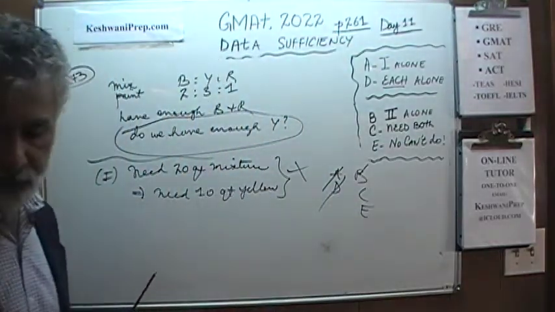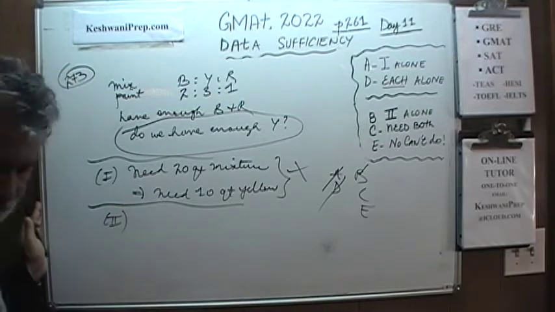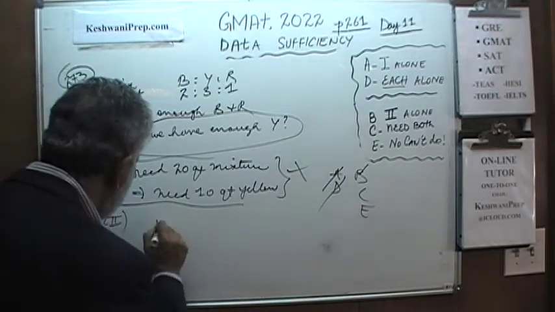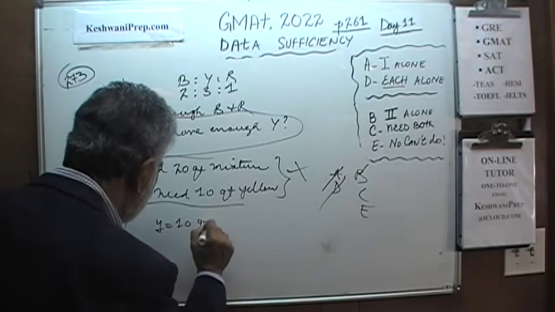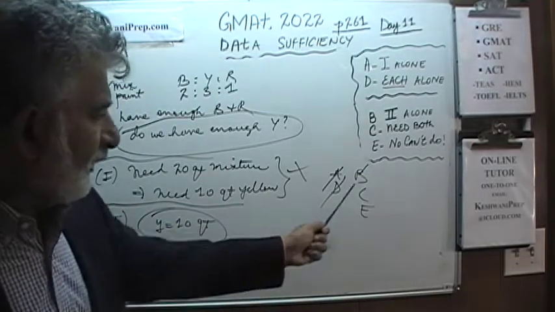Answer is not A or D. Let's look at the second statement. The second statement tells us that we do have, in fact, 10 quarts of yellow. We do have 10 quarts of yellow. So don't be hasty. Answer is not B yet.